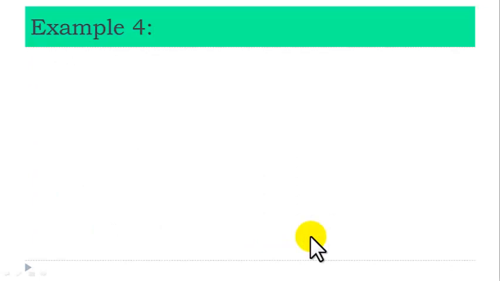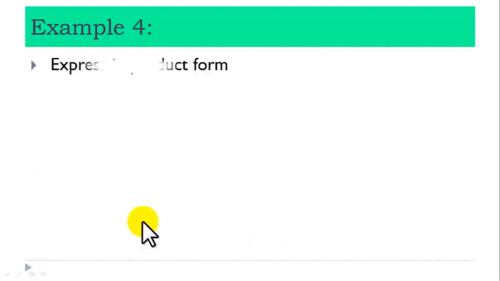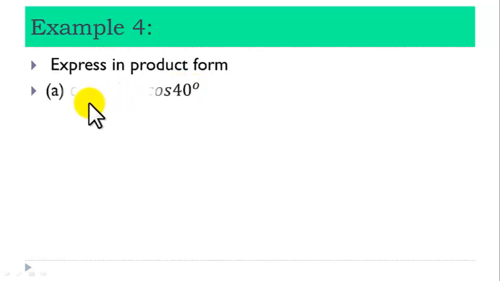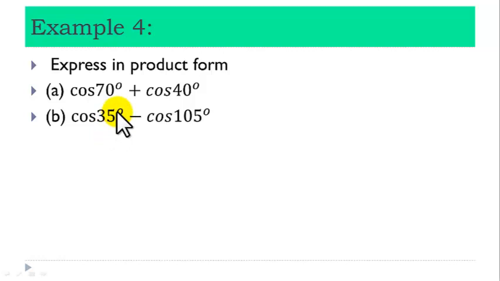Example 4. Express in product form: A, cos 70 degrees plus cos 40 degrees; B, cos 35 degrees minus cos 105 degrees. Solution.